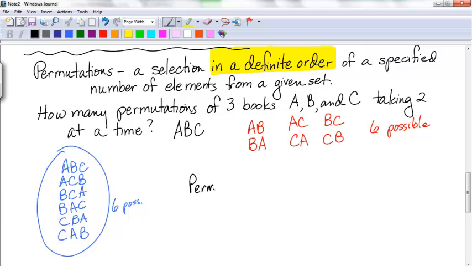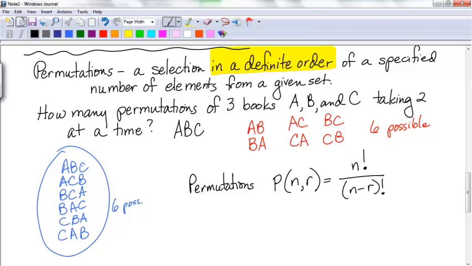So there's a formula for permutations. The formula is: the number of permutations of n elements, that would be like the total, like my 3 books, taking r at a time, that would be like if I said take 2 books. The formula is, up in the numerator, n factorial over n minus r, that quantity factorial.